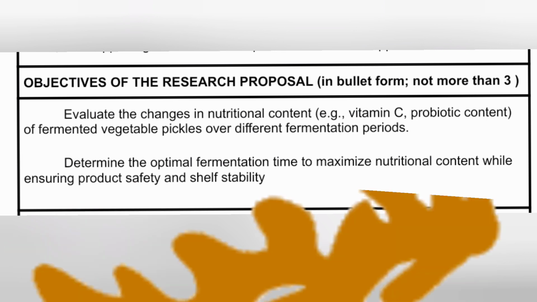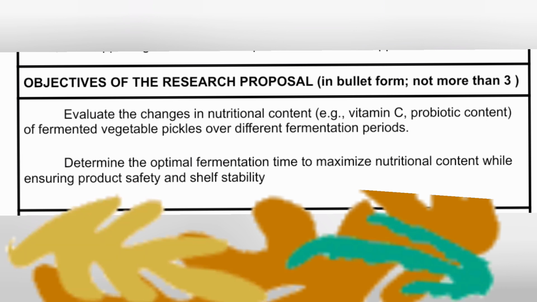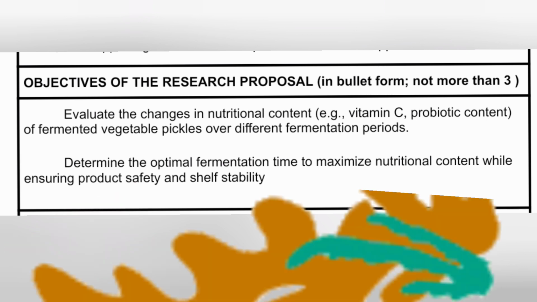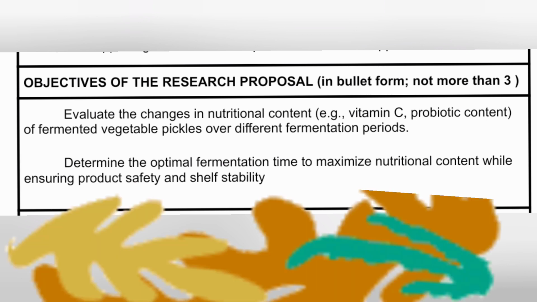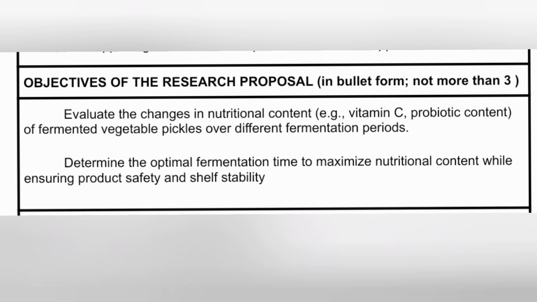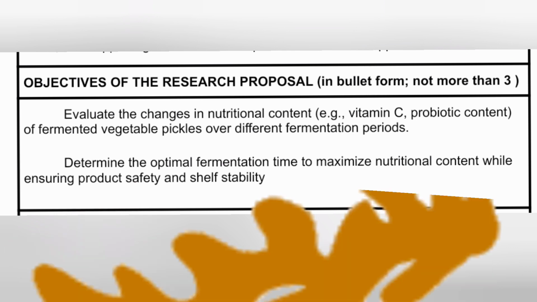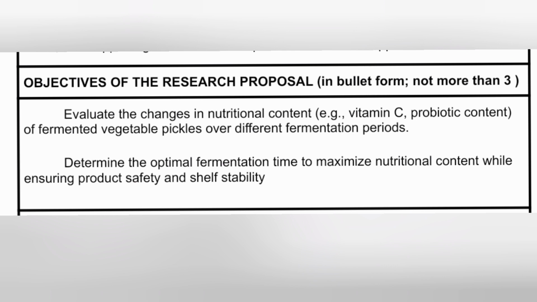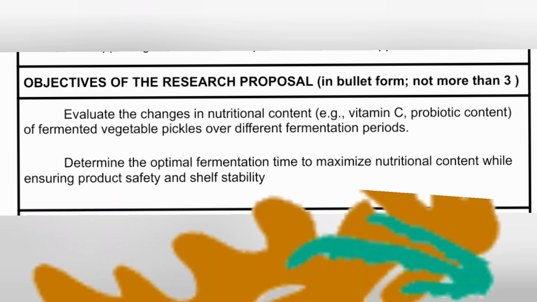First, we aim to assess how fermentation time influences changes in nutritional parameters such as vitamin C content and probiotic count. Secondly, we seek to identify the optimal fermentation duration that maximizes nutritional content while ensuring product safety and shelf stability. These objectives provide a clear roadmap for our research, guiding our efforts to achieve meaningful outcomes.